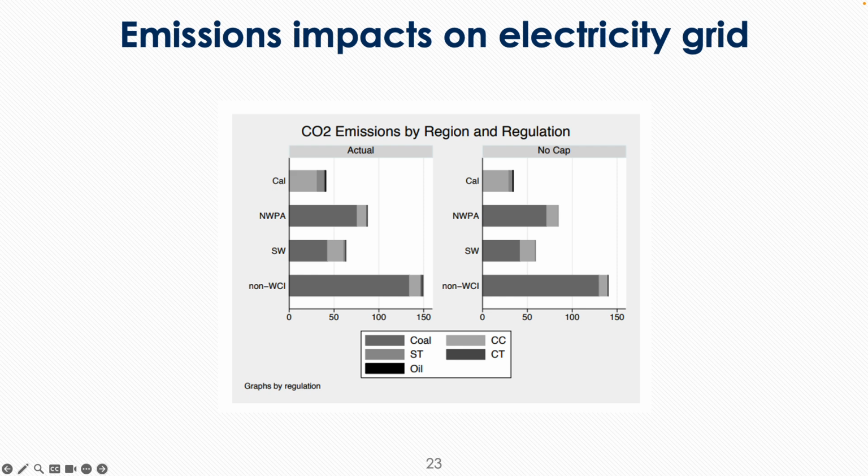Under the actual case, we see that there is a little bit of increased emissions in certain regions under the capped one compared to the no cap. When you look at the counterfactual example, we suspect that there actually is some resource reshuffling that's leading to increased coal production, not only a non-decrease, but actually an increase in coal production in some of the areas outside of California.